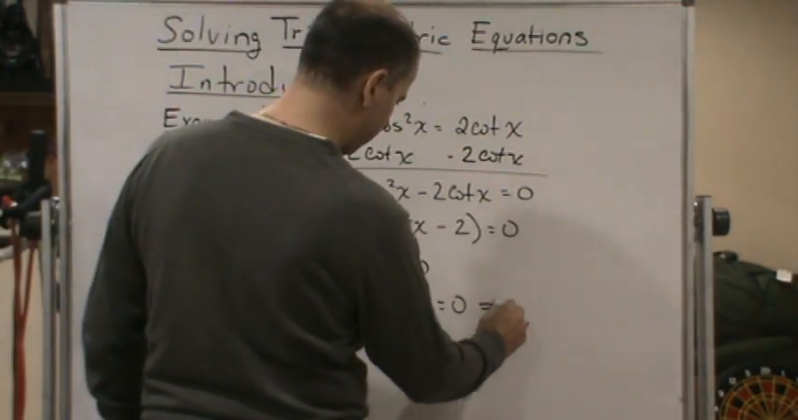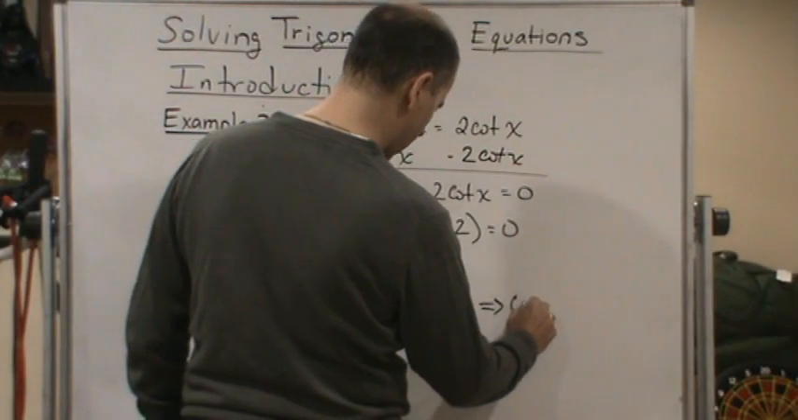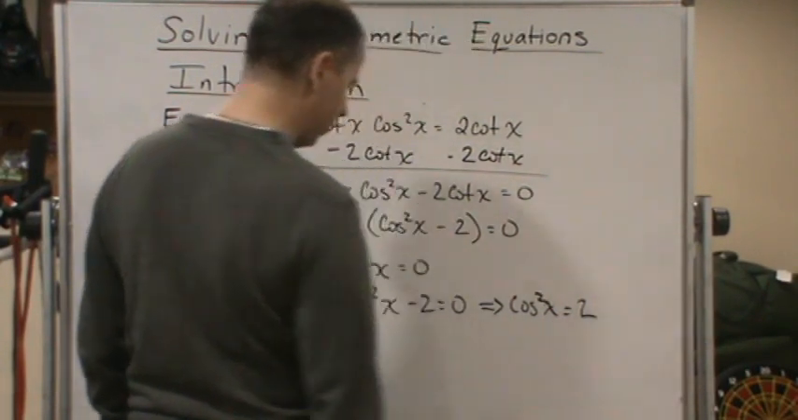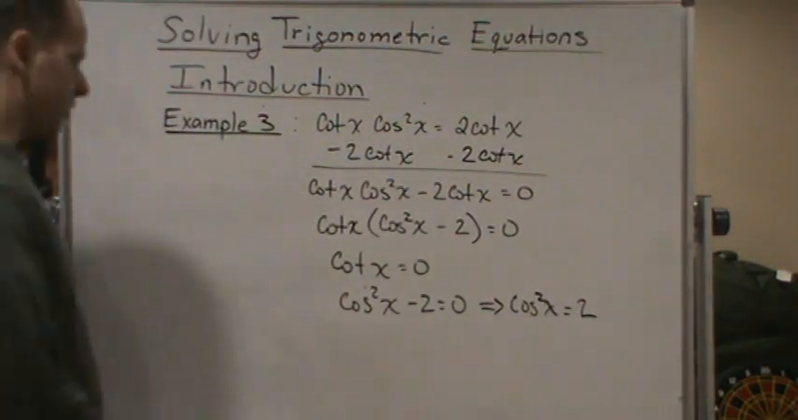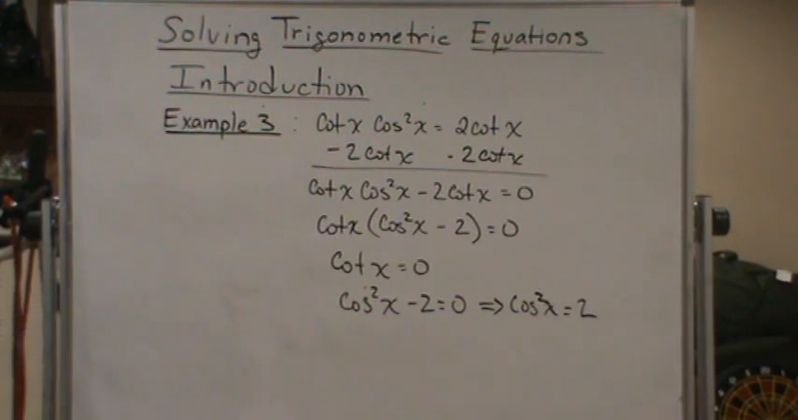Which also then implies what? If I add 2 to both sides, that implies that cosine squared x is equal to 2, right? So I'm going to have to solve both of these, right? So first, when is cotangent x equal to 0?